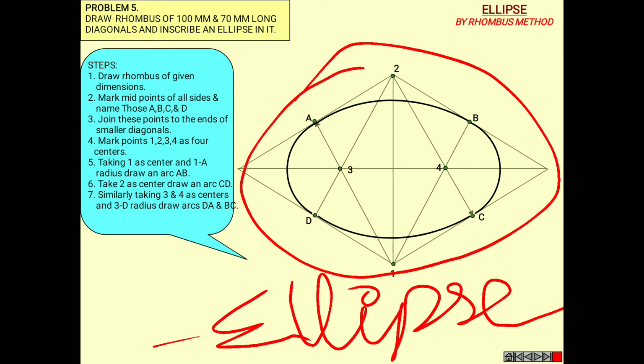Okay, if we're done with this, we'll move on to the next method. I think that is the last method to draw an ellipse, which is nothing but the focus method or foci method.